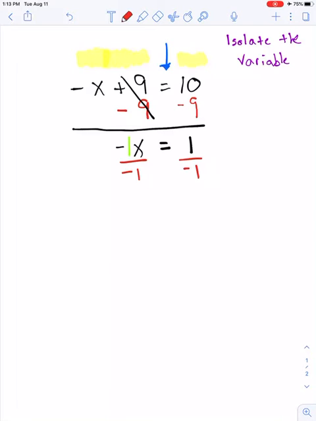So we're going to have negative 1 divided by negative 1, that's going to cancel out or become 1. The negative 1s are canceling out. The x is still there, leaving me with x. And then the 1 divided by -1, because remember, whatever we do to one side of that equal sign, we have to do to the other side. And we get x equals -1. And that is our first warm-up of the day.